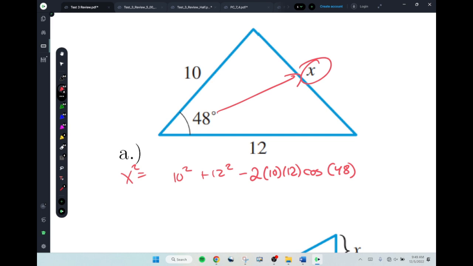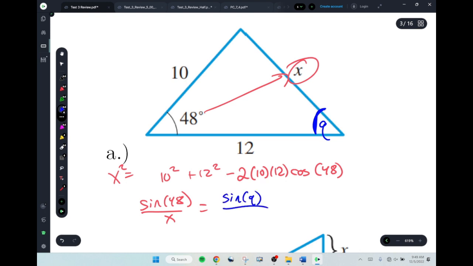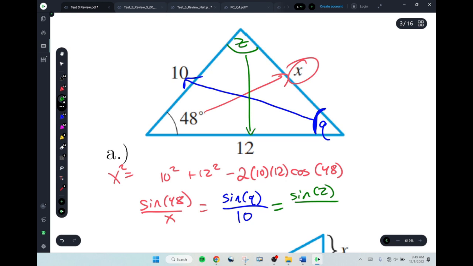But then, once you have that, you can do x over... well, actually you do sine of 48 over x better equal. That's what I meant. This is what I was saying. When you're just solving for x, you don't have to know all that. But if you were going to fill out the rest of the triangle, I would say, okay, let me find this angle right here, call it q, equals sine of q over, and then I go to the opposite of q to get my proportion, which is 10. And that would also equal, call this one z, sine of z over 12.